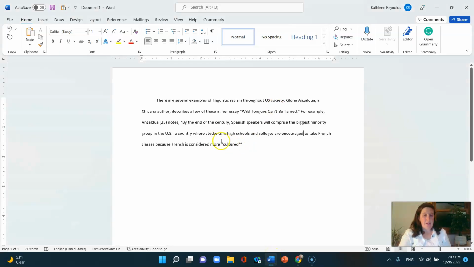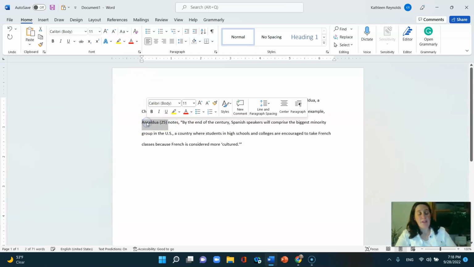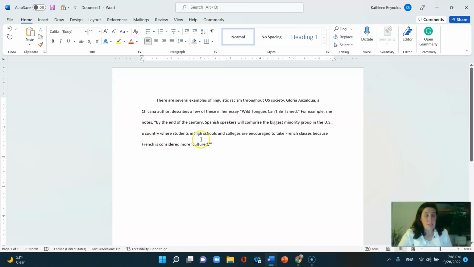To handle that, if there's a quote inside what you're quoting, you're going to use a single quote. It looks like an apostrophe. So this is actually correct. It doesn't happen that often, but it does happen sometimes. Now I can put my period inside the quotes. Why? Because I already said the author's last name and the page number. Instead, if I wanted to say, for example, she notes, I'm going to remove my period, and after the quote, I will write Anzaldúa 25, close parentheses, and put a period.